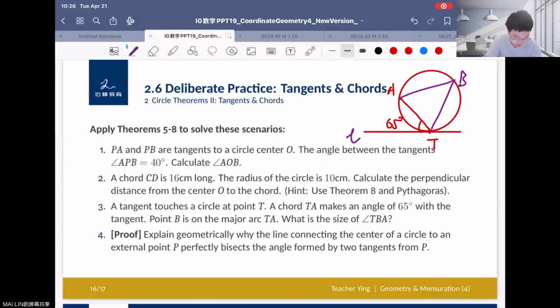The last problem is to explain geometrically why a line connecting the center of the circle to an external point P bisects the angle formed by the two tangents from P. You can try this yourself. You can use the same angle theorem or the congruent triangle theorem. You can find their sizes are the same and all the parts are the same, so it can be divided into two equal parts. Maybe that is for today's lesson. See you next time. Bye.